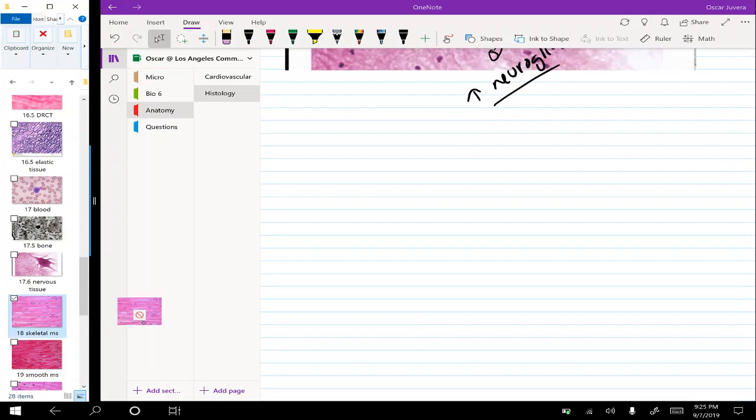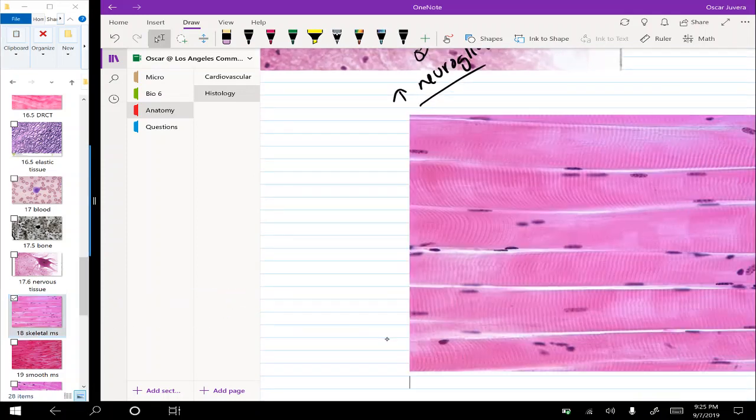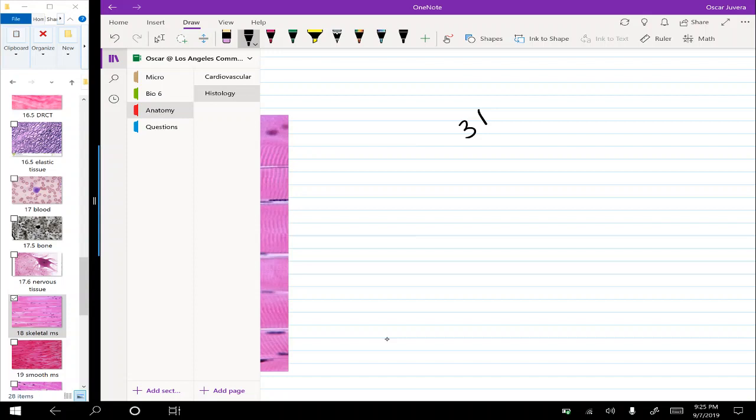Moving on to the skeletal muscles. By the way, you have 3 types of muscles.